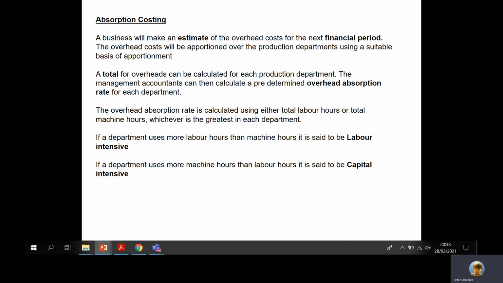Now, if you're given labour hours and machine hours for a department, don't add them together. What you want to do is just choose the highest one. So if a department uses more labour hours than machine hours, then we call it a labour-intensive department. If it uses more machine hours than labour hours, we call it capital-intensive. Again, these are terms you've got to remember. I'll show you why in a second.